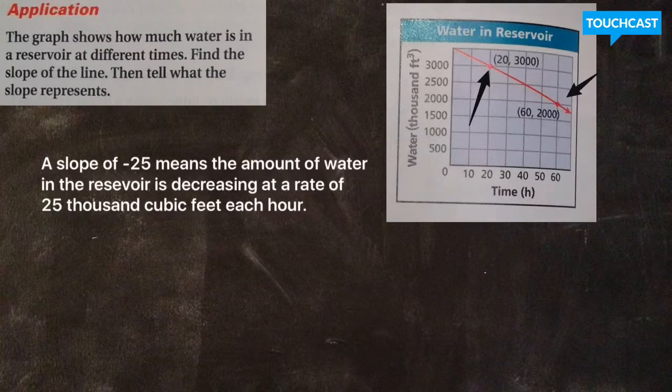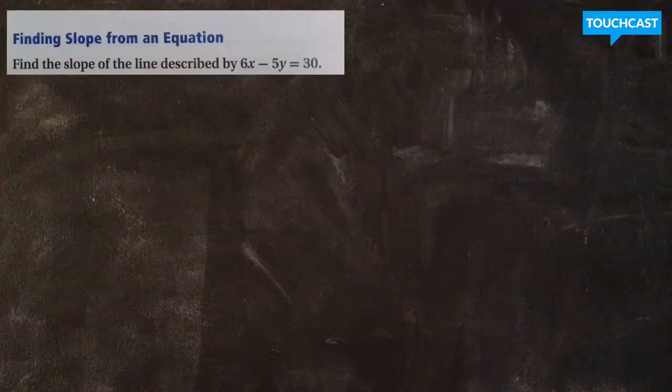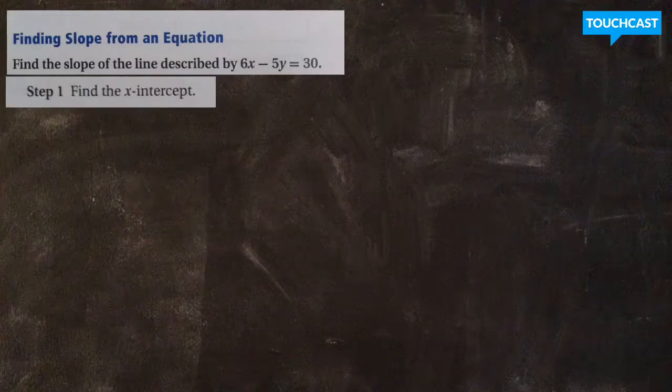Alright, we're almost done. Let's look at our last example. So we're going to find the slope from an equation. We're given the equation 6x minus 5y equals 30. Our first step is to find the x-intercept. So remember from our last lesson, to do that, we're going to plug 0 in for y and solve for x.